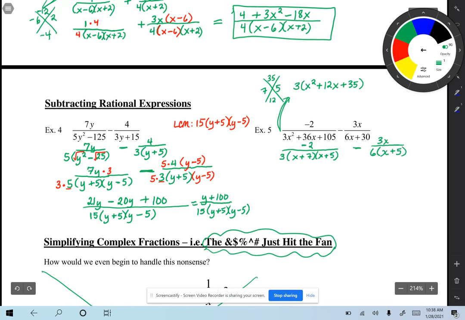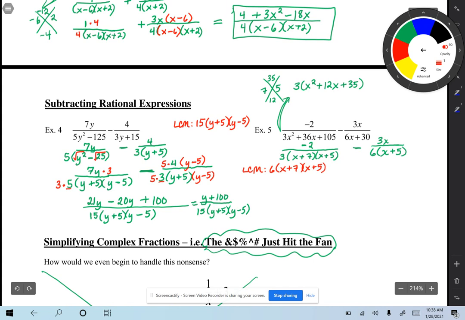Right, now we're ready to list the LCM. And I have room, so I'm going to just list it down here. So out of the numbers 3 and 6, skip count by 3: 3, 6, 9, 12. Well, 6 is the least common multiple. So 6 out of the numbers, x plus 7 appears once, x plus 5 appears once.